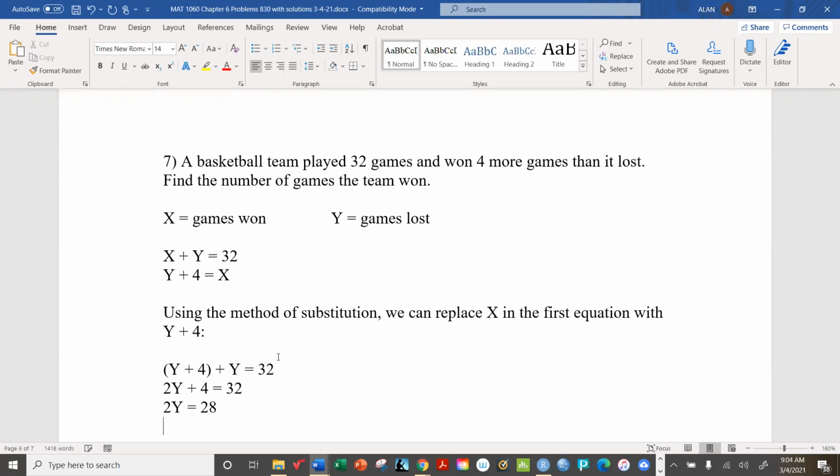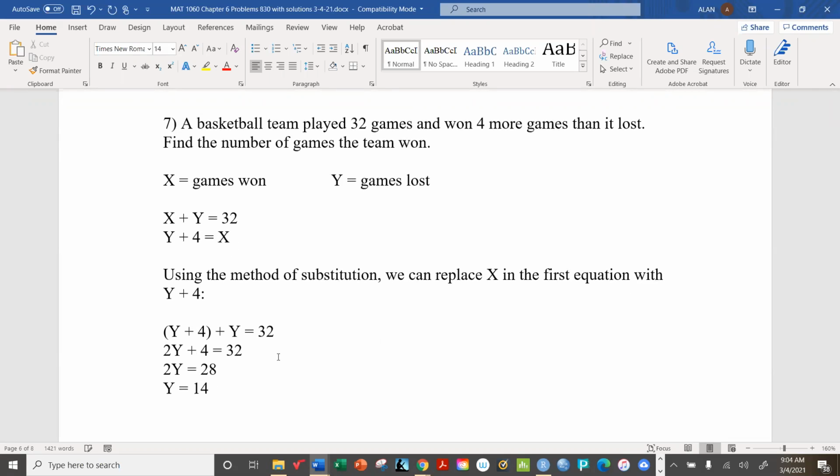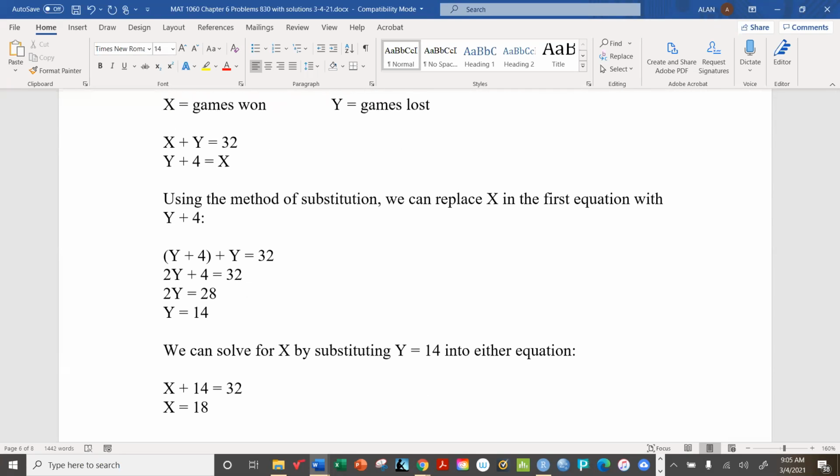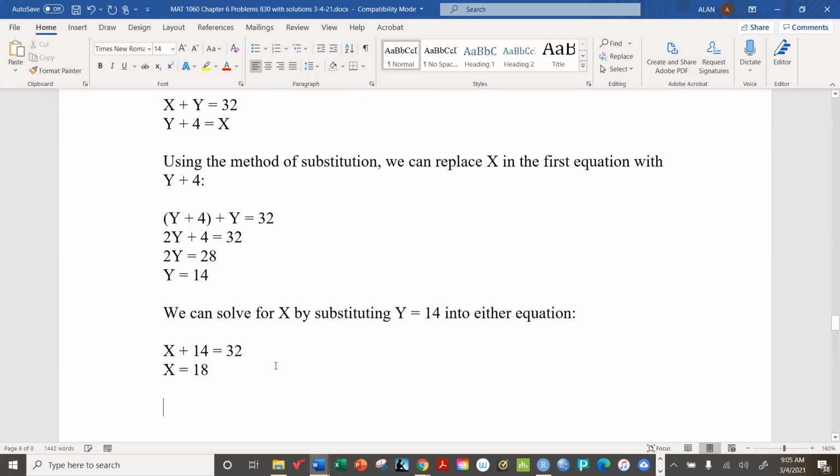2y equals 28, y equals 14. And now we can solve for X by substituting y equals 14 into either equation. Let's do the first one. It's so much easier. X plus 14 equals 32. X must equal 18. So in other words, the team won 18 games and lost 14 games.